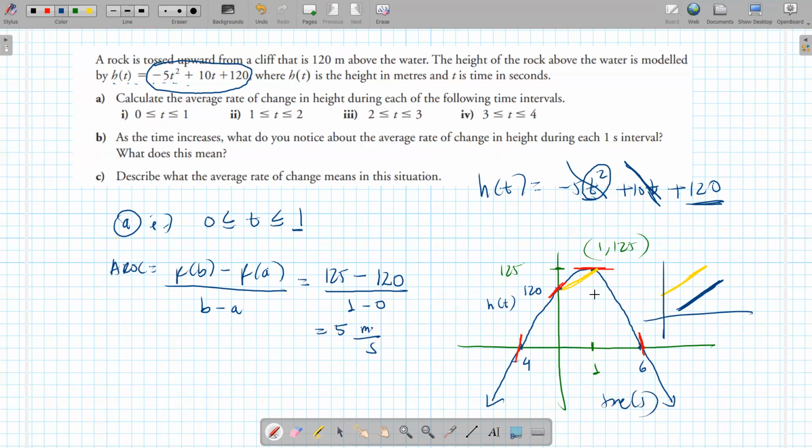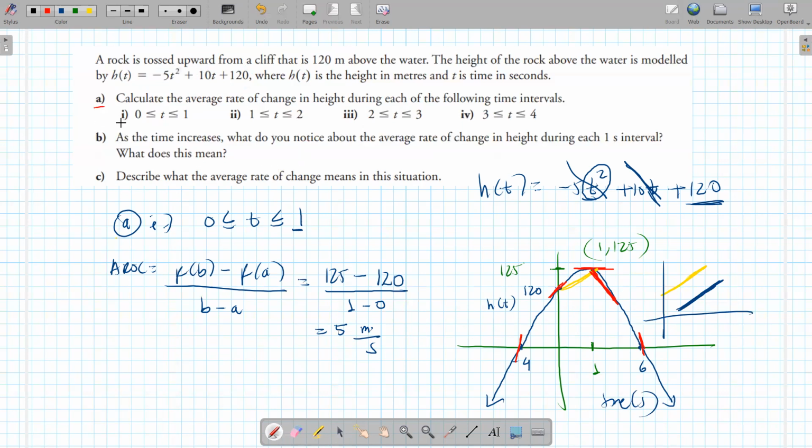Now, if you found the slope from 1 to 2, which is going to be this secant line here, would you expect the slope to be positive or negative? Negative. Why is it negative? Because of this rock that he tossed. It's falling, right? The y values are decreasing, hence the slope is going to be negative.